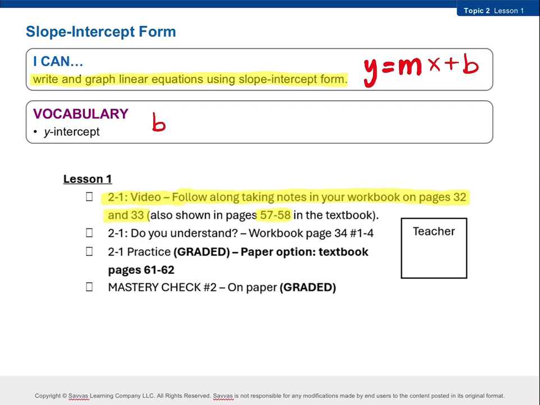But after this, you're going to go back and update your checklist because now you watched the 2-1 video and now you're moving on to the Do You Understand in your workbook and also on Savvas. So be following along and taking notes on your workbook for that too. Good luck.